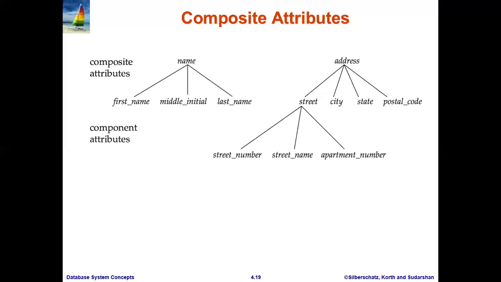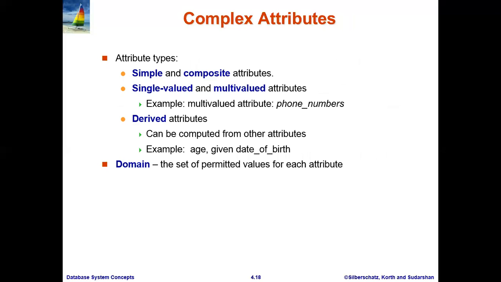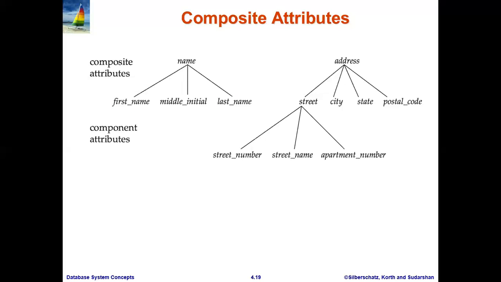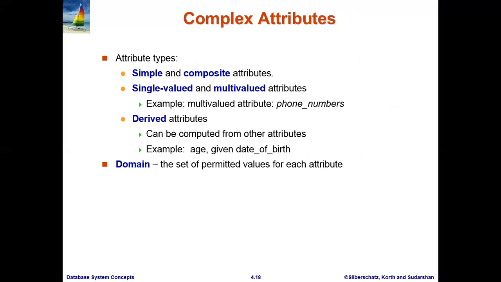When we consider street, then in street we can also divide the street into different subparts, and that is street number, street name, and apartment number. In that case, the street becomes a composite attribute. So simple attribute and composite attribute: the attributes which have division into subparts are called composite, and a simple attribute is one which doesn't have such a division.